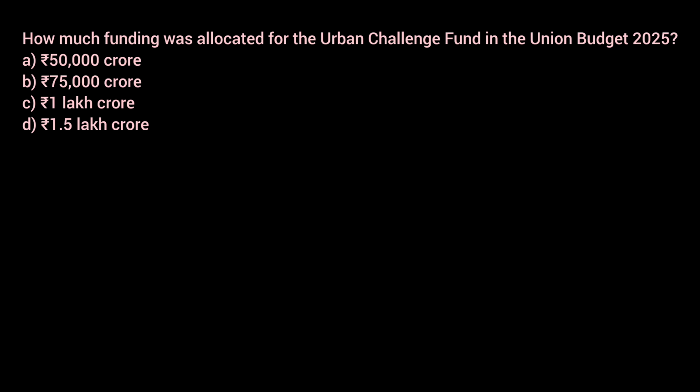How much funding was allocated for the Urban Challenge Fund in the Union Budget 2025? Option A, 50,000 crore. Option B, 75,000 crore. Option C, 1 lakh crore. Option D, 1.5 lakh crore. Here, the correct option is option C, that is 1 lakh crore.